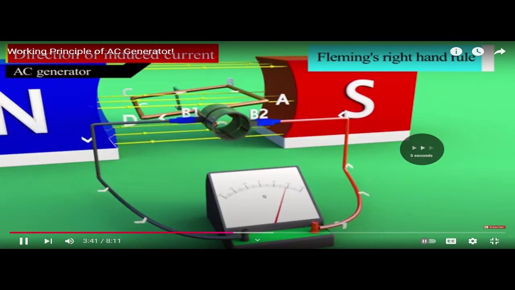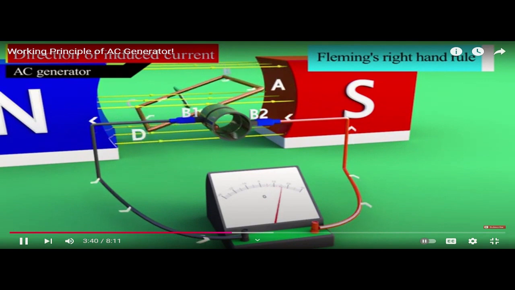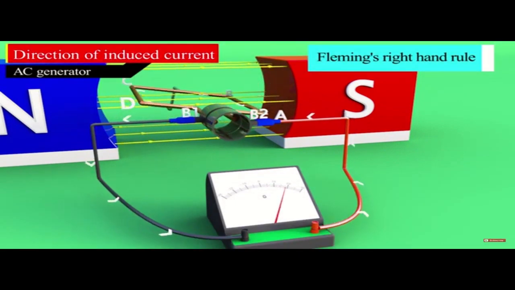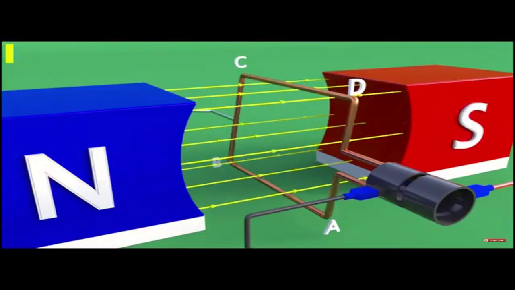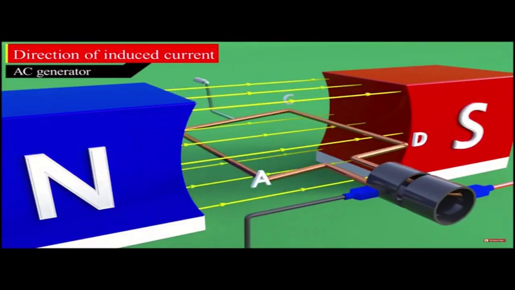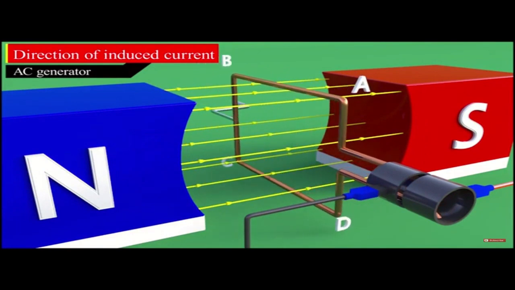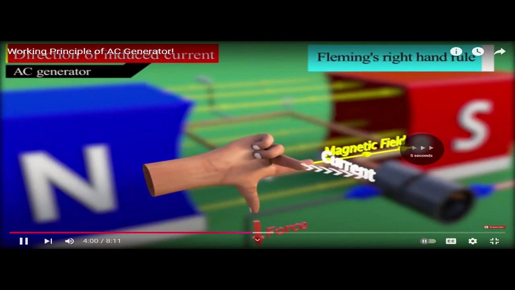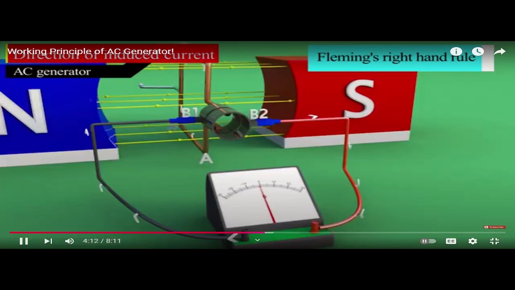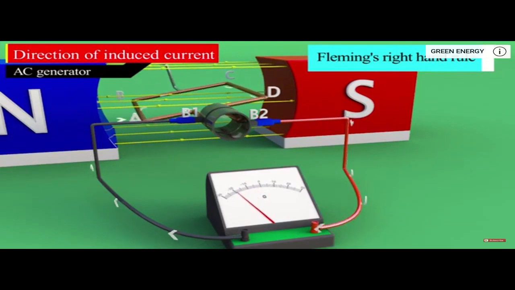If we take another half rotation, part of armature AB moves up while part CD moves down, again according to Fleming's right-hand rule. In our case, current will flow in direction ABCD of armature and from brush B2 to brush B1 through galvanometer. To conclude, induced current changes direction for every half rotation.